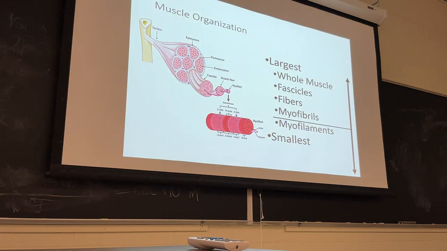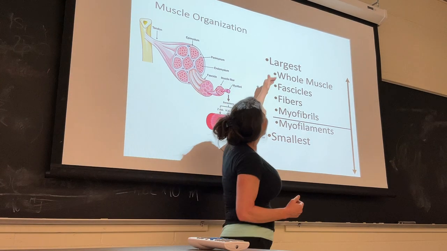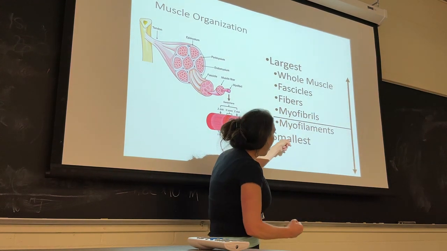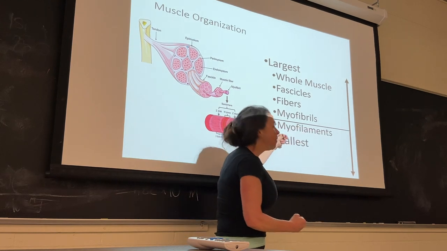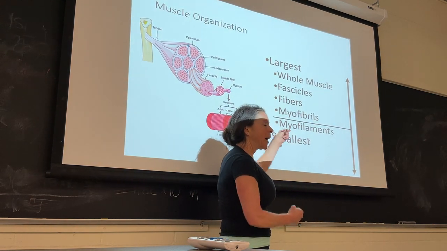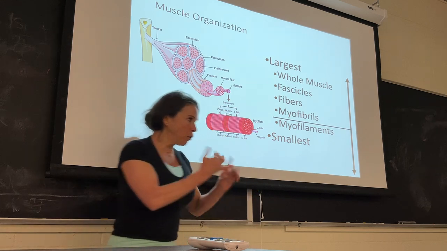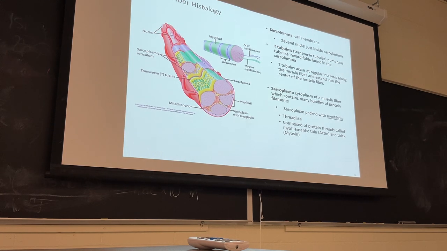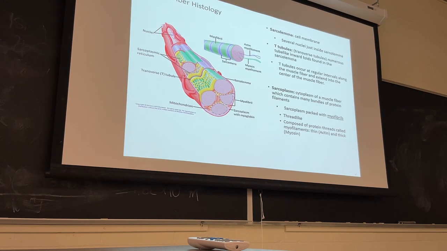Then we talked about the organization of muscle fibers, going from largest to smallest. Make sure you understand this organization, going from the largest whole muscle all the way down to our smallest myofilaments, okay? And the myofilaments I'm referring to, I'm going to say again, are actin and myosin, the two big ones. So let's move on. We talked about some more general structural components we see in the muscle fiber histology.